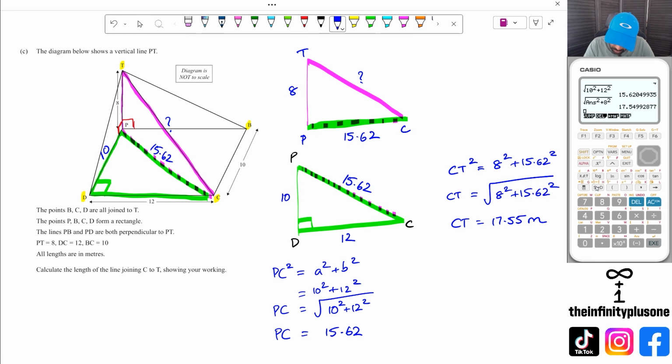All right, so grades wise, what are we looking at? If you find PC or TB, now why would you find TB? But if you do find PC, then you actually get an achieved grade for it. And then finding CT at the end gets you a merit grade. All right, let's go to the next question.